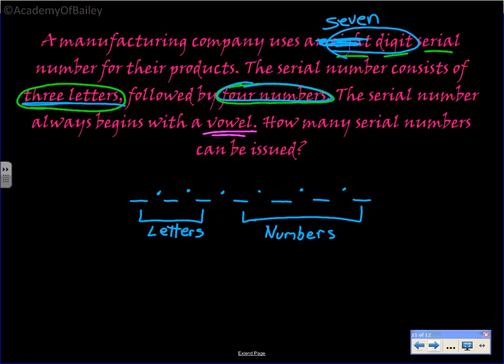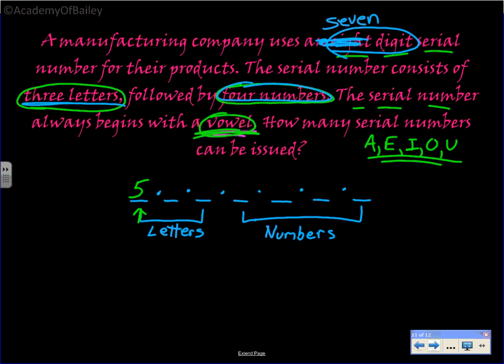First 3 are letters, followed by 4 numbers. This also gives us some stipulations here. The serial number always begins with a vowel. What are your vowels? Your vowels are going to be A, E, I, O, and U. The serial number always begins with a vowel. That means the first one has to be a vowel. So how many options do you have for the first spot? You have 5 options.